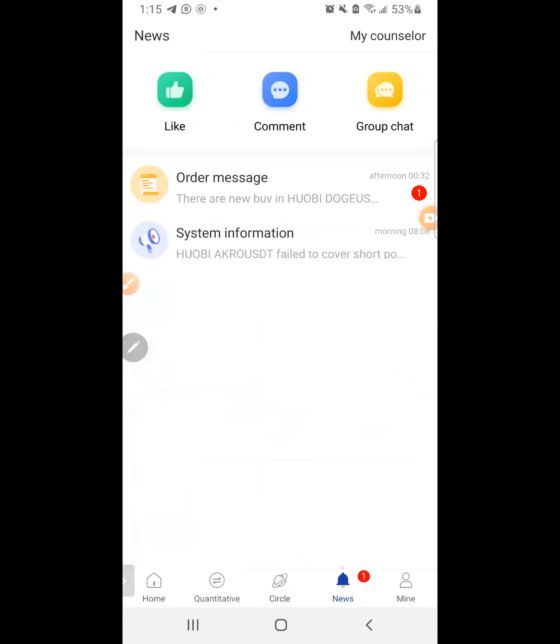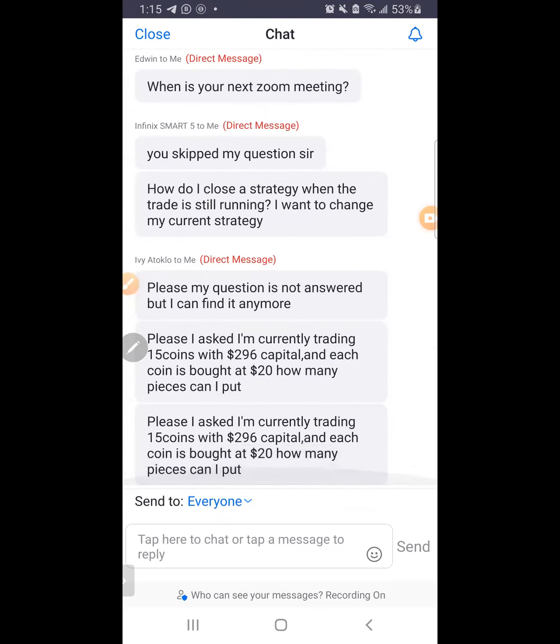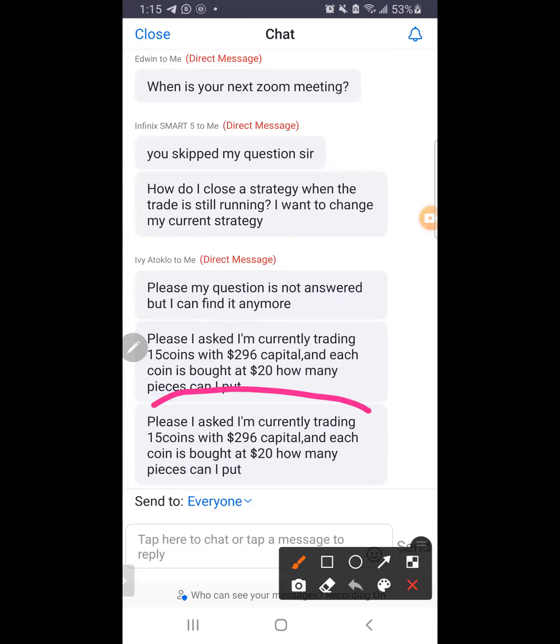So let me see if you have a question again. I hope I was able to answer that question. Anyone? Please, I'm currently trading 15 coins with 296 capital, and each coin is bought at 20. How many pieces can I put? Wait, what strategy are you using? It depends on what strategy you are using. Are you doing this yourself manually, or do you want to use that Supreme X with this fund?